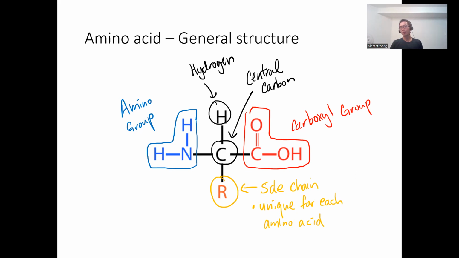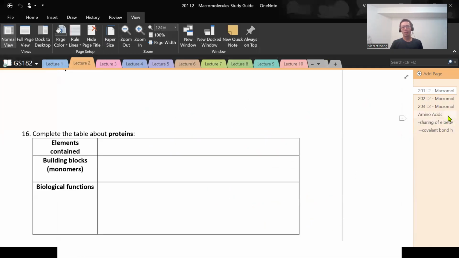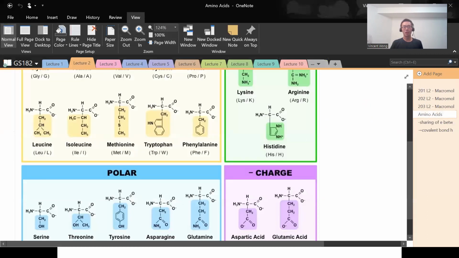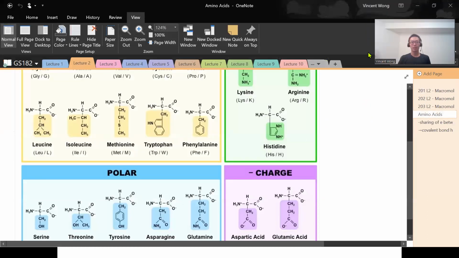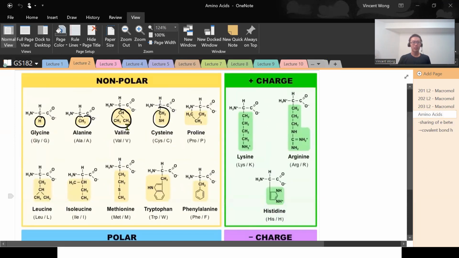Now I'm gonna show you a picture here. Okay, I'll come back to this if you need to copy it. But first, over here, this is all the amino acids there are, 20 of them. You can see all of them have the core structure that I was trying to show you: the central carbon, the amino group, the carboxyl group. And what makes them different from each other is the R group.